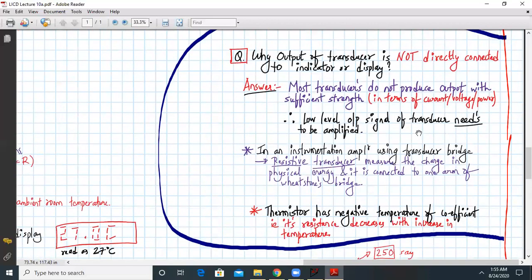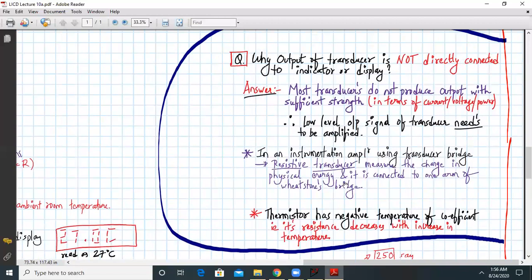The first question is, why is the output of the transducer not directly connected to the indicator or the display? The answer is that most transducers do not produce output with sufficient strength. Basically, they are lesser in strength in terms of current, voltage or power. Therefore, this low-level output signal of the transducer needs to be amplified. That's why it's not directly connected to the display element, because it cannot drive the display with such weak strength.